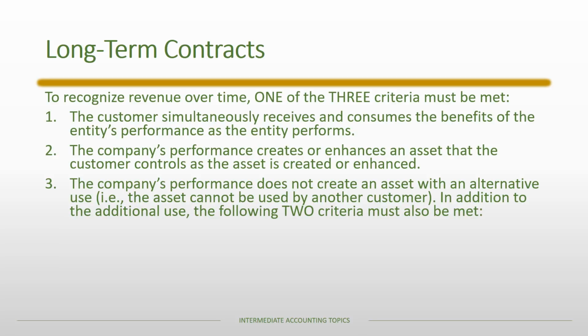And so a lot of times, this third criteria at a minimum is what would trigger the ability to recognize revenue over time. And so let's talk about it real quick. So the company's performance does not create an asset with an alternative use. In other words, I, as the contractor or as the seller essentially, cannot allow the asset to be used by another customer. So that's kind of a big one.